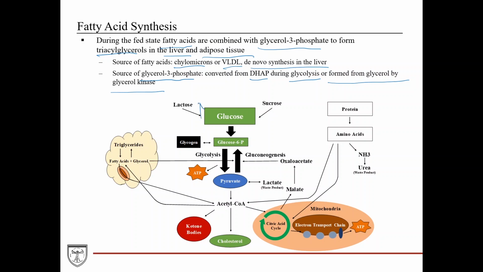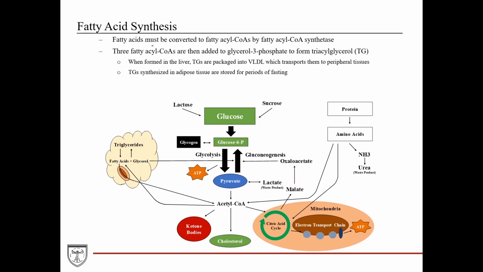And so if you see here again, you have this excess glucose. It goes towards glycogen. When you've maxed that out, you end up forming acetyl-CoA here. And then acetyl-CoA gets converted into fatty acids through fatty acid synthesis, that process we just talked about. And then it gets combined with glycerol to form triglycerides. Now, an important thing to remember is that fatty acids must be converted to fatty acyl-CoAs by fatty acyl-CoA synthetase. 3 fatty acyl-CoAs are then added to glycerol 3-phosphate. So when you do this, you're essentially charging it so it can then interact with glycerol 3-phosphate to form triacylglycerols.